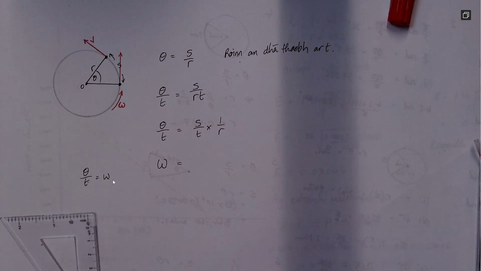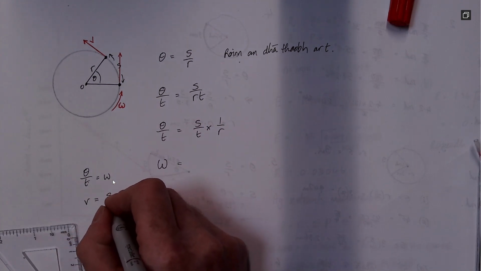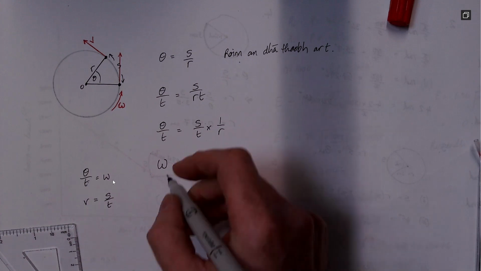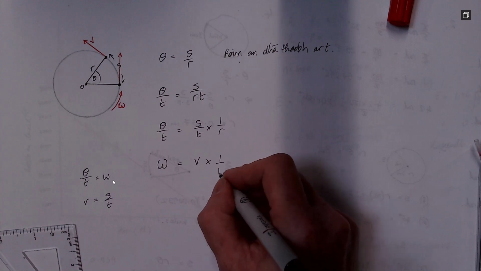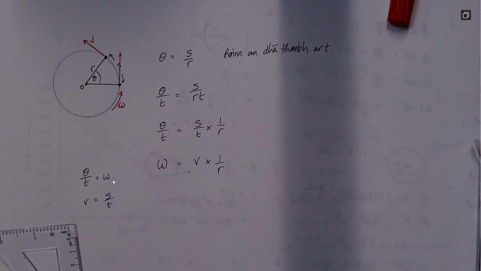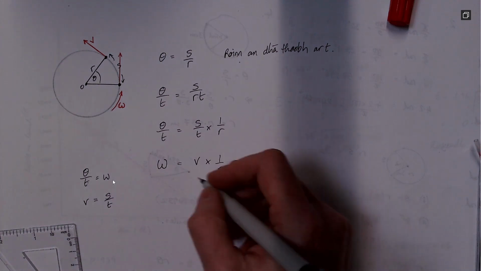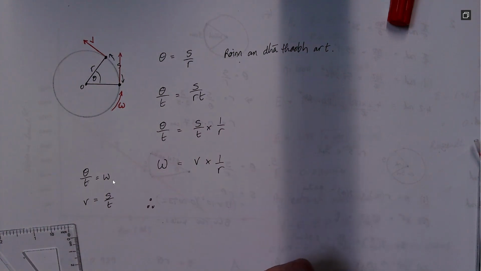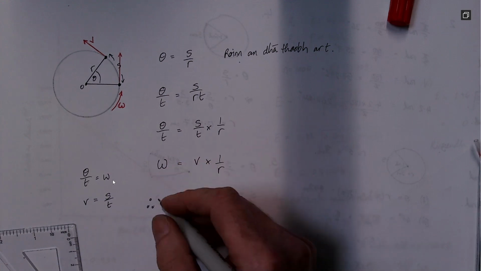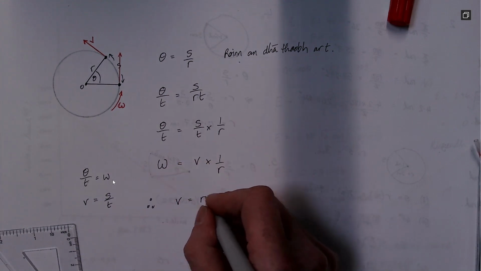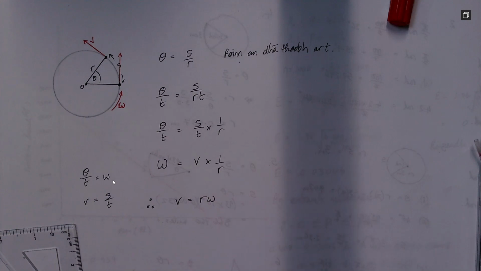Velocity. So speed V equals S over T, so we have omega equals V times 1 over R. Now rearranging, V over R equals omega, so V equals R times omega. Therefore the linear speed is equal to the radius multiplied by the angular velocity.